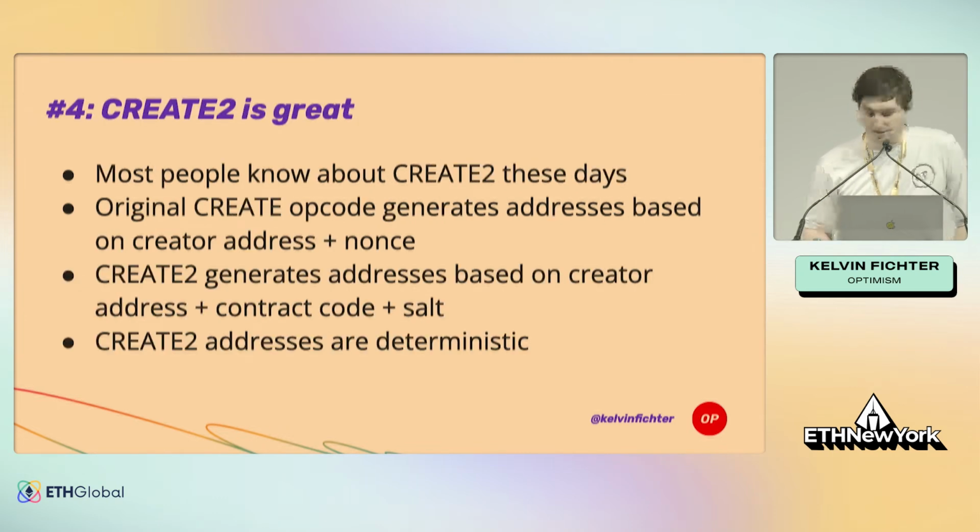Create2, okay, so this is something that you might already know. Create2 is really useful. If you don't know it, you should be using it more often. If you do know this, great. If you don't, you should. The original create opcode, as it says here, generates addresses based on the creator address and the creator's nonce. But create2 generates addresses based on the creator's address, the contract code, and the salt, which means that they're basically deterministic, and it doesn't depend what chain you're on.